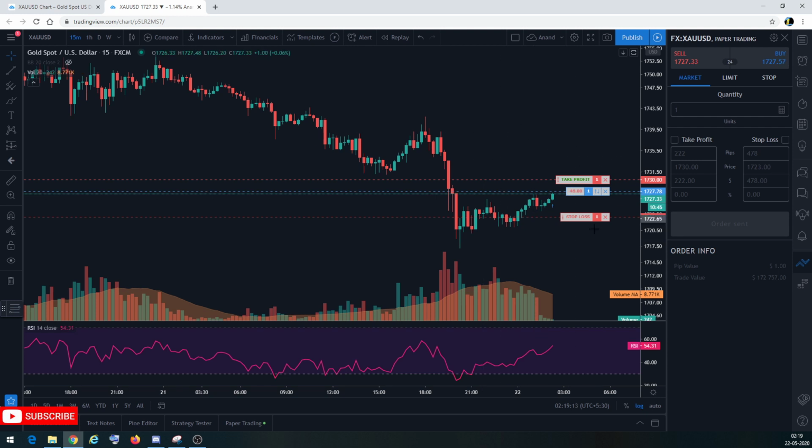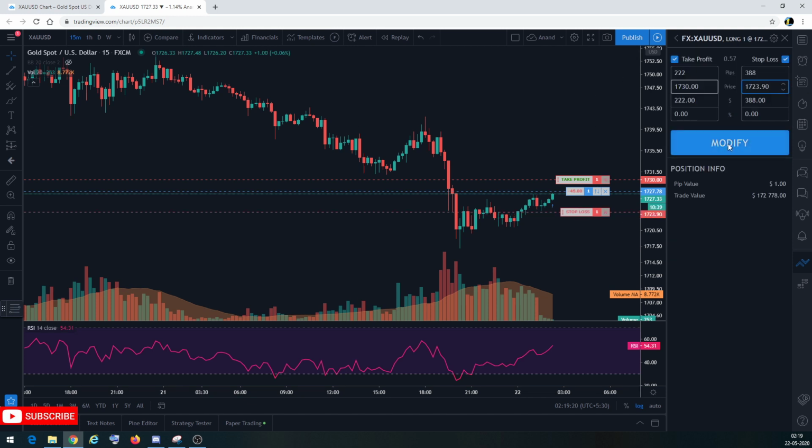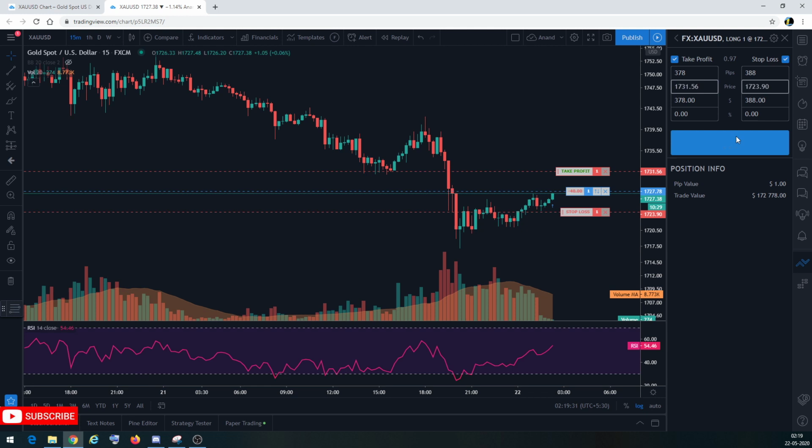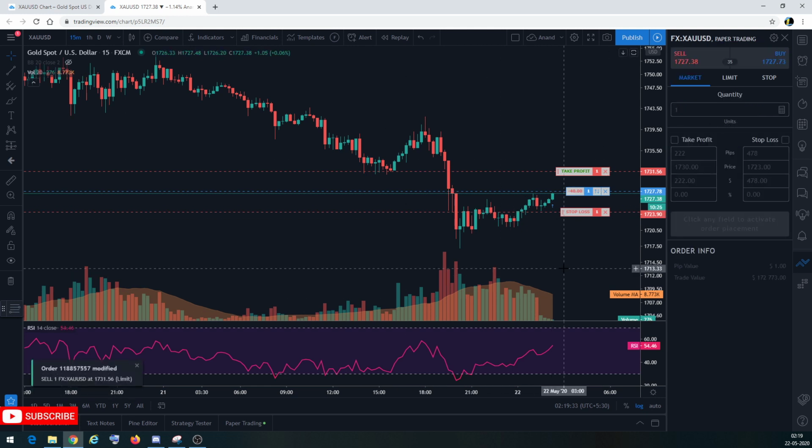Okay, so you can modify your stop loss. If you want to reduce your stop loss, say for example you want to keep it right below the swing low, you can modify the stop loss right over here. It will show you the trade value, it will show you what risk you are taking, what profit you are trying to make. Let's say we want to move the profit target a little higher, and I'll modify. So you can do all these good things.